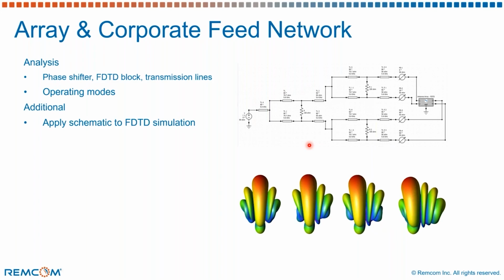The next example is going to look at the corporate feed network for the antenna array. In this case, we've got some phase shifters and Wilkinson power dividers, and we can see, again, we're using operating modes to define multiple beam states. And then when we apply the schematic back to the FDTD simulation, we can look at the radiation patterns and see how they change based on the phases that are applied at the phase shifter.